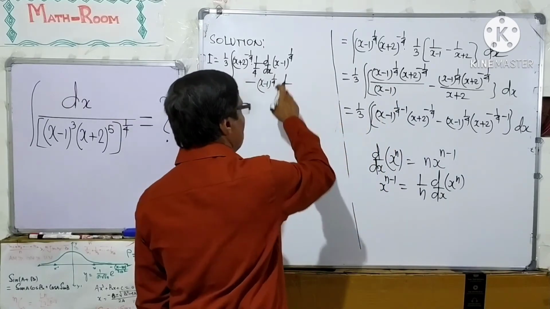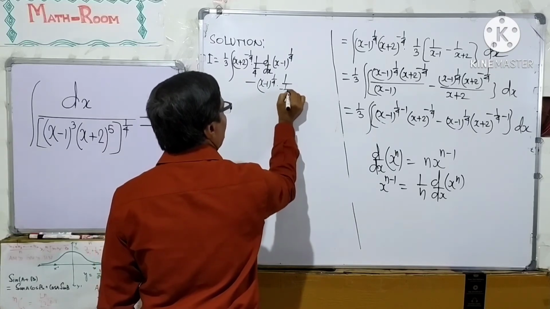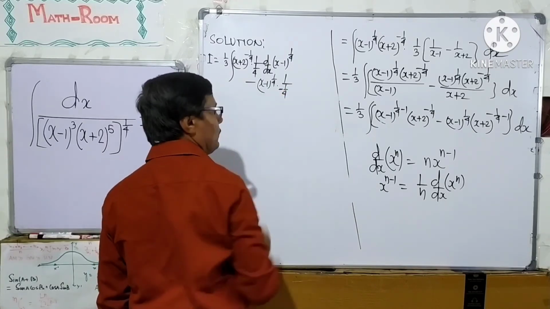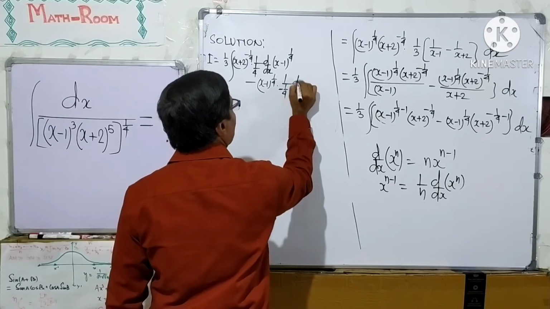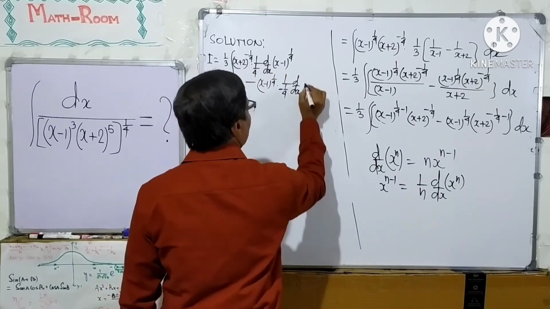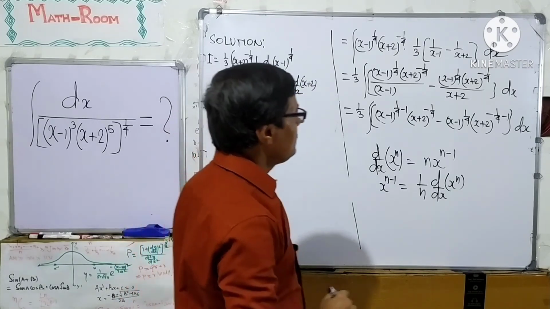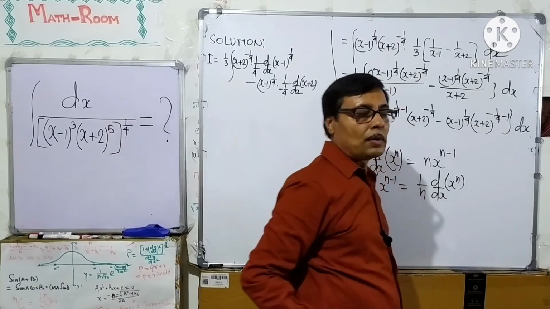So this is 1 over n, that is 1 over minus 1 over 4, n is minus 1 over 4, d/dx of x to the power n, x is x plus 2. So d/dx of (x plus 2) to the power n, n is minus 1 over 4.